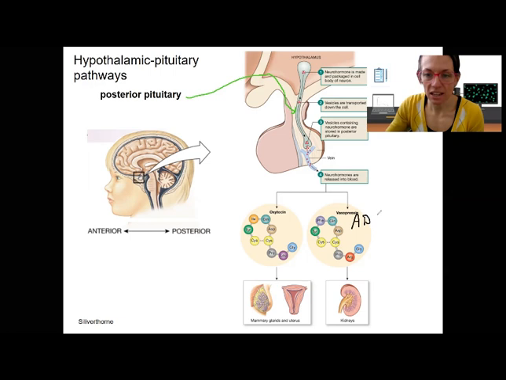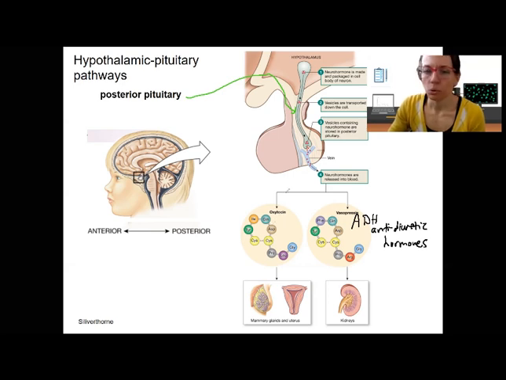Vasopressin is ADH, antidiuretic hormone. We will see this more. Kidneys. When we talk about the urinary system, we'll come back to antidiuretic hormone. That's its primary target. Oxytocin, we won't come back to besides pretty much this week.